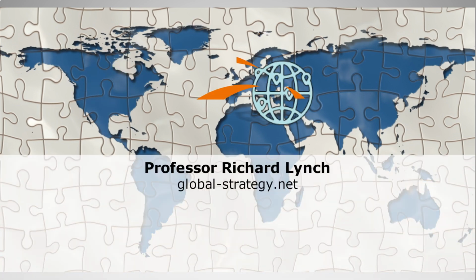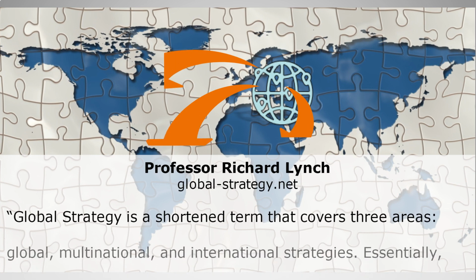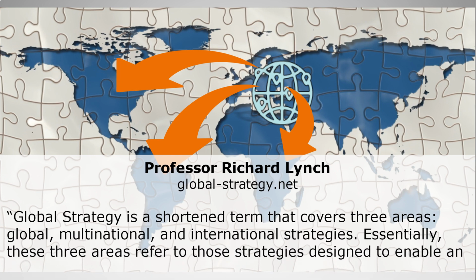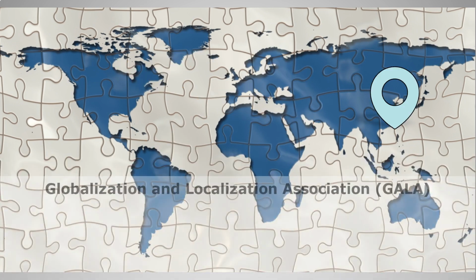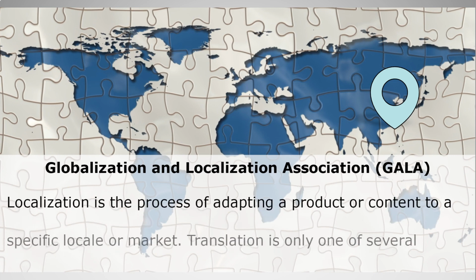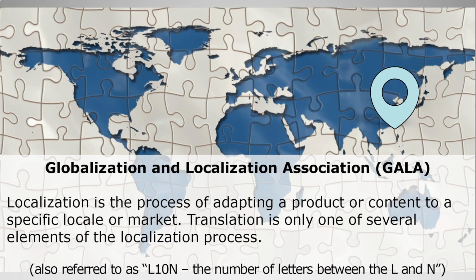Professor Richard Lynch defines global strategy as a shortened term that covers three areas: global, multinational, and international strategies. Essentially, these three areas refer to those strategies designed to enable an organization to achieve its objective of international expansion. GALA defines localization as the process of adapting a product or content to a specific locale or market. Translation is only one of several elements of the localization process.